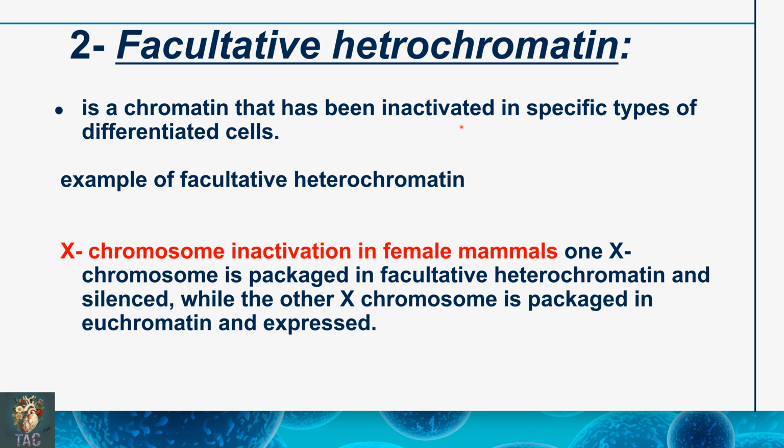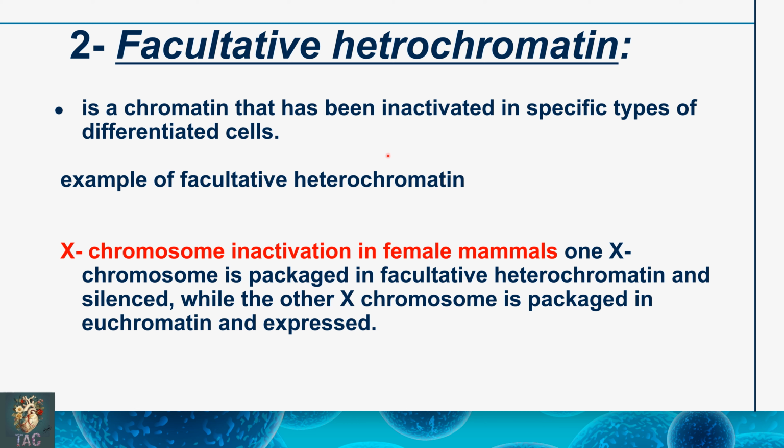Next is the facultative heterochromatin. It is the chromatin that has been inactivated in specific types of differentiated cells, but it is also important that it can be activated at any time. An example of the facultative heterochromatin is X chromosome inactivation in female mammals, which forms the bar body. One X chromosome is packaged in facultative heterochromatin and silenced, forming the bar body, while the other X chromosome is packaged in euchromatin and is expressed.